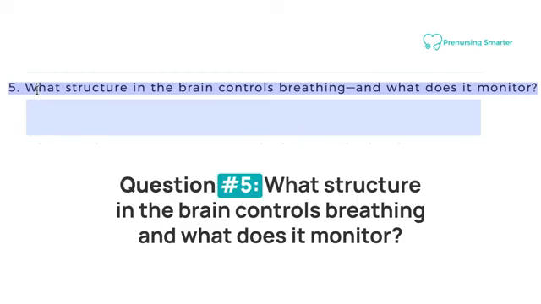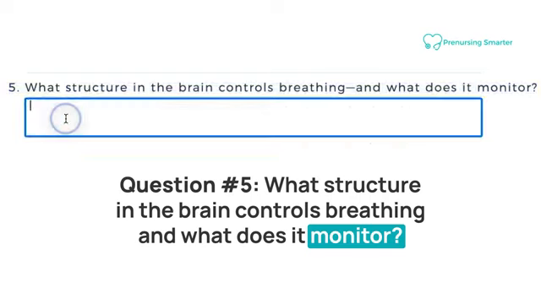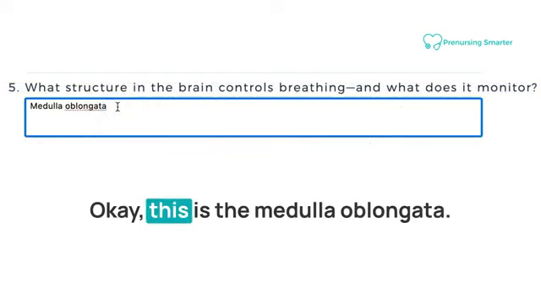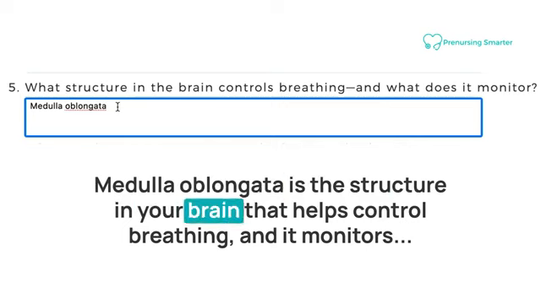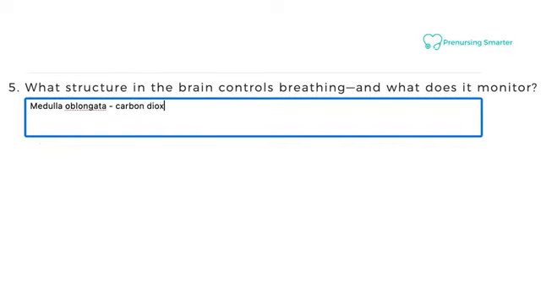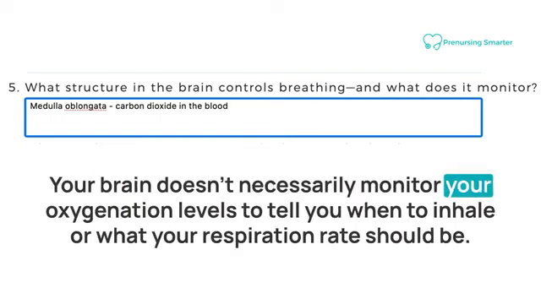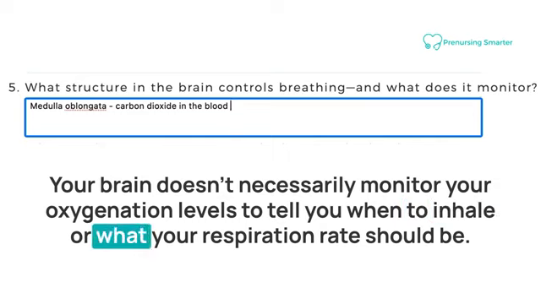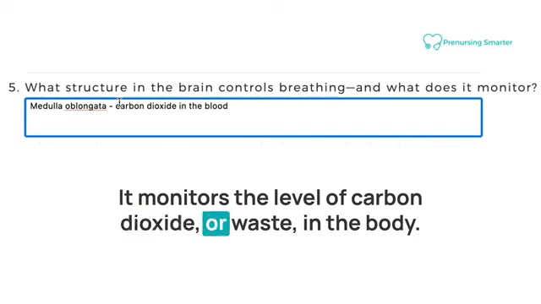Question number 5. What structure in the brain controls breathing and what does it monitor? This is the medulla oblongata. Medulla oblongata is the structure in your brain that helps control breathing, and it monitors carbon dioxide in the blood. Your brain doesn't monitor necessarily your oxygenation levels to tell you when to inhale or what your respiration rate should be. It monitors the level of carbon dioxide or waste in the body.